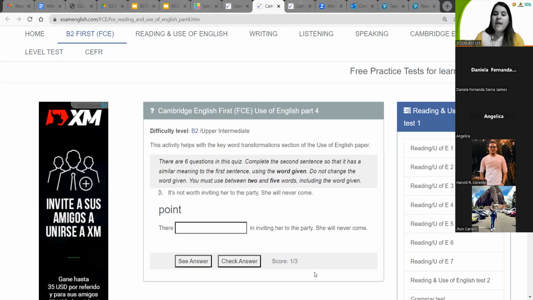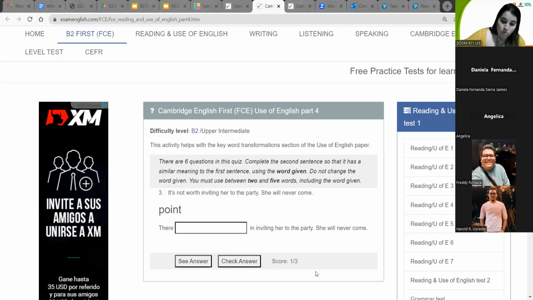Points. It's not worth inviting her to the party. She will never come. And then we have the word points. There is no point. There is no point in inviting her to the party. She will never come. Yes, there is no point in inviting her to the party.